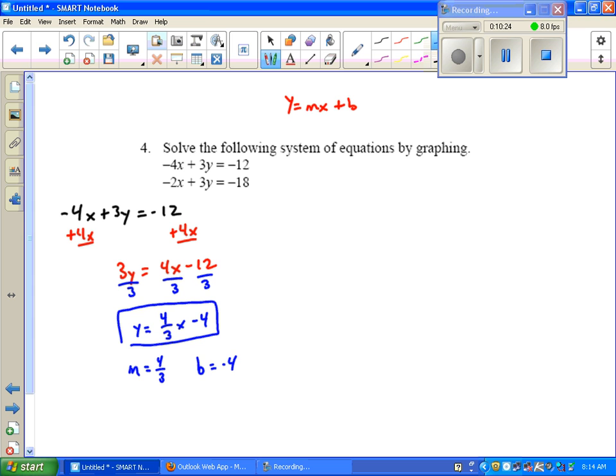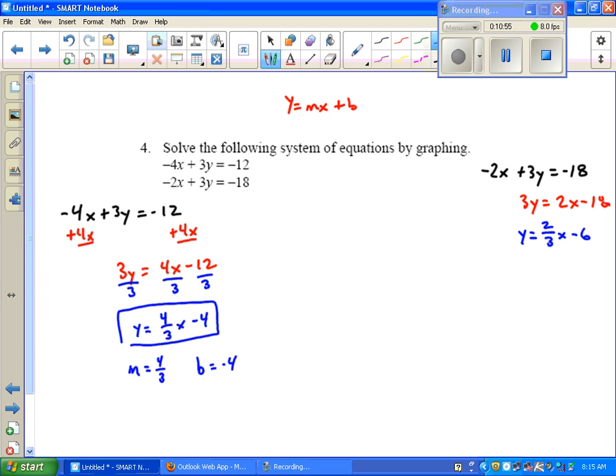We have to do the same thing to the other equation. Negative 2x plus 3y equals negative 18. Go a little quicker through this one. Move negative 2x over by adding it. That leaves you with 3y equals positive 2x minus 18. And to get rid of 3 times y, divide by 3. And that leaves you with y equals 2 over 3x minus 6.